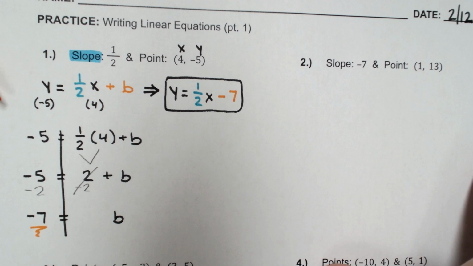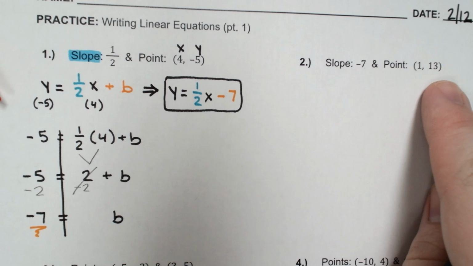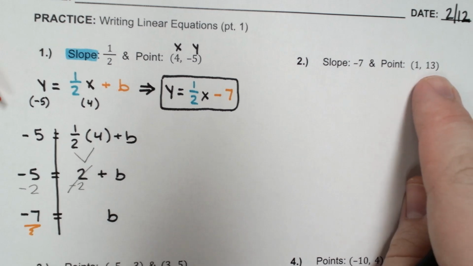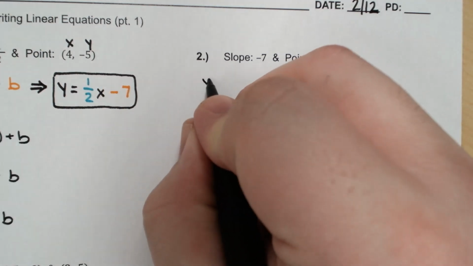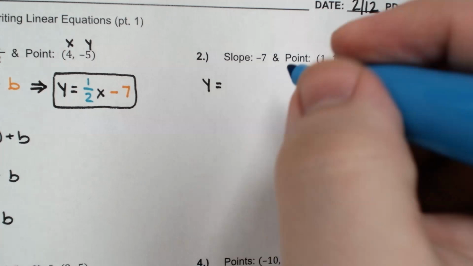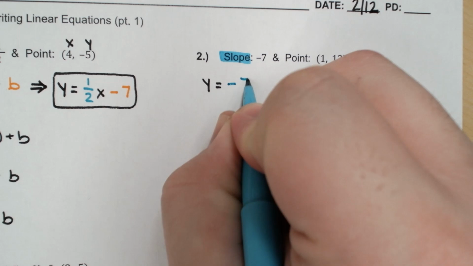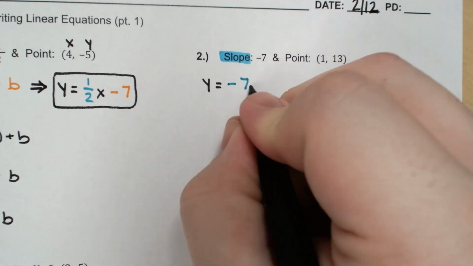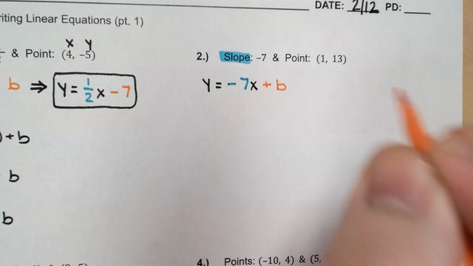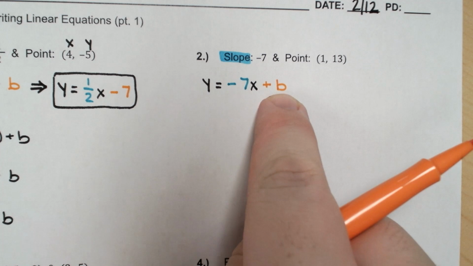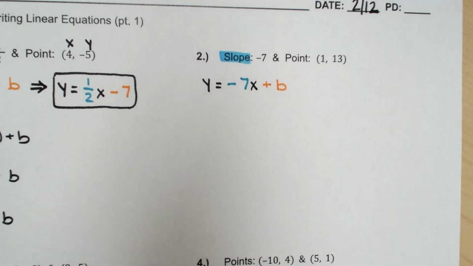Okay. The next one. We need the slope to be -7, and we need it to go through the ordered pair (1, 13). So, I'm going to go ahead and write out y equals. Since it gave me the slope, I'll go ahead and use that. y equals -7x plus b. So again, I know the slope, I just don't have the y-intercept to be able to write this in slope-intercept form.